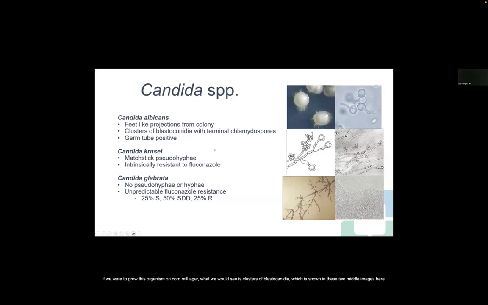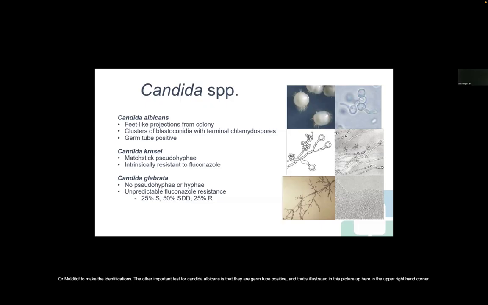If we were to grow this organism on cornmeal agar, what we would see is clusters of blastoconidia, shown in these 2 middle images here, with terminal chlamydospores. Recognizing that cornmeal agar is not used for the identification of yeast very much anymore today. We use automated methods and phenotypic biochemicals or MALDI-TOF to make the identifications.